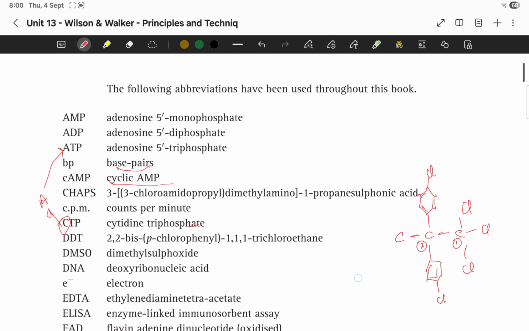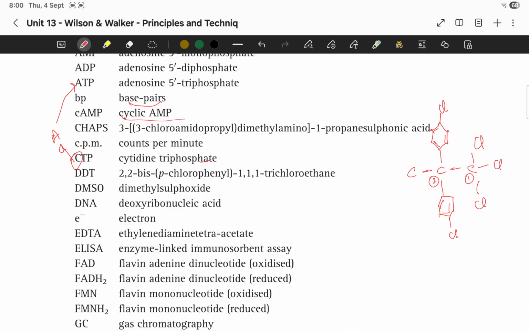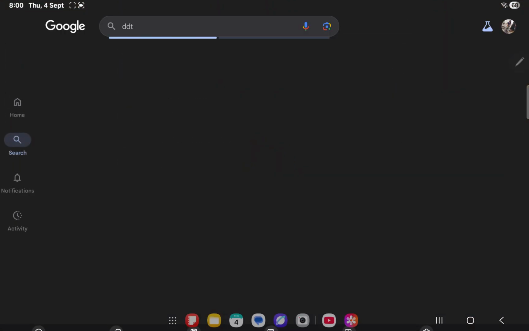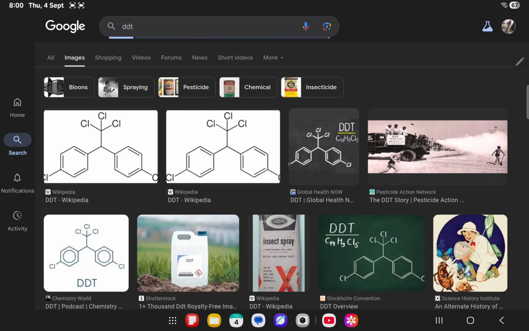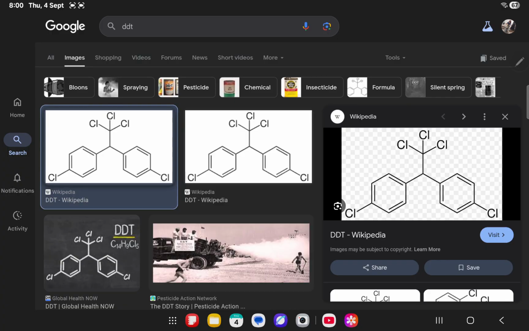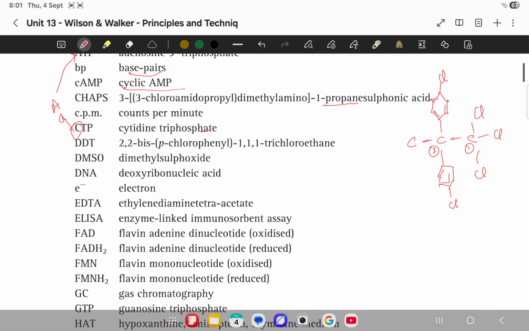Let's Google it. Shall we? Shall we Google it? No, we will not. Haha. No, we will Google it. DDT structure. So it looks like this. Do you see where I went wrong? I do. It was propane. I don't understand. Once again, Google.